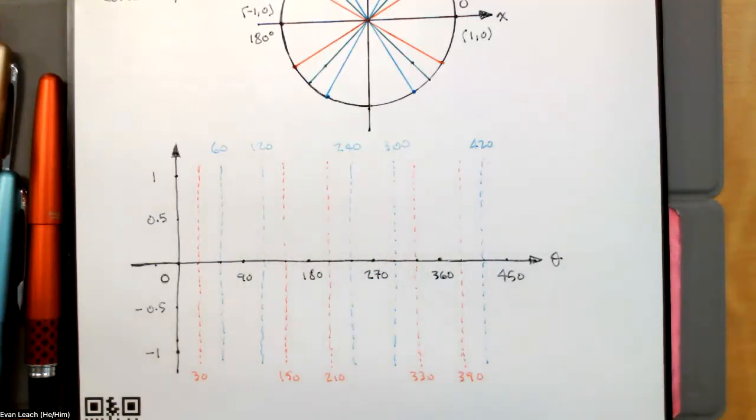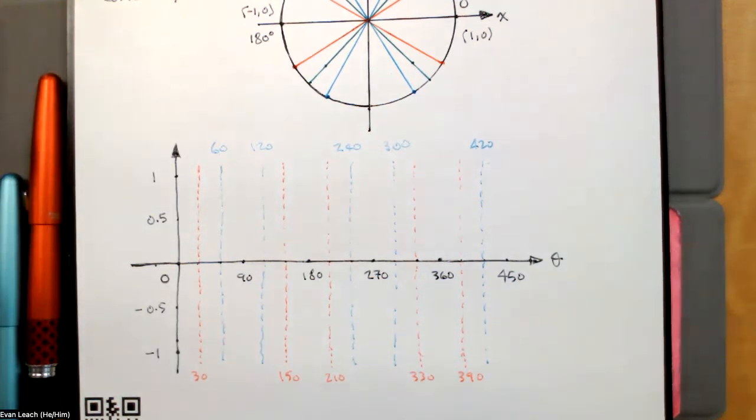The ones in red are 30-degree reference angles. The ones in blue are 60-degree reference angles. On the vertical, I've marked a 1 and a 0.5. The other one that we're going to need, since it's 30s and 60s, is root 3 over 2, which is about 0.8660.